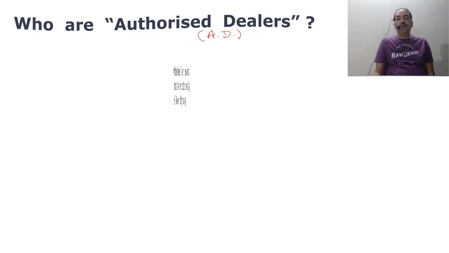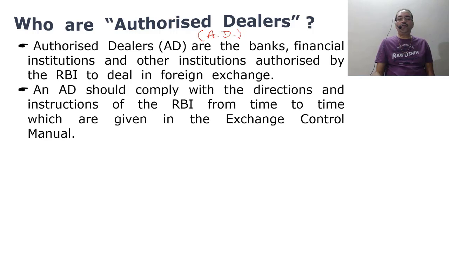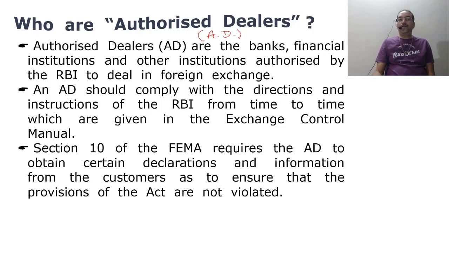Okay. So authorized dealers are the banks, financial institutions, and other institutions authorized by the RBI to deal in foreign currency. Who is an authorized dealer? I told you banks are there, financial institutions are there, other institutions which are permitted by RBI, who should comply with the rules and regulations and the directions given by RBI from time to time.